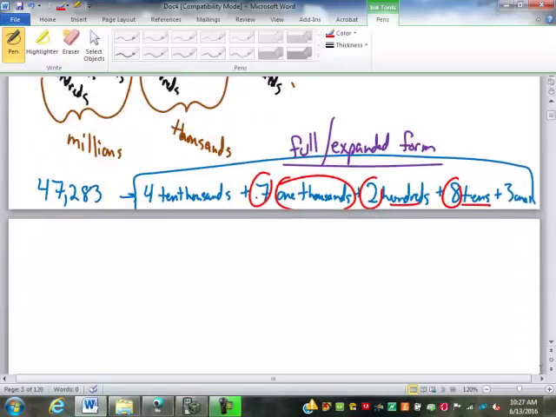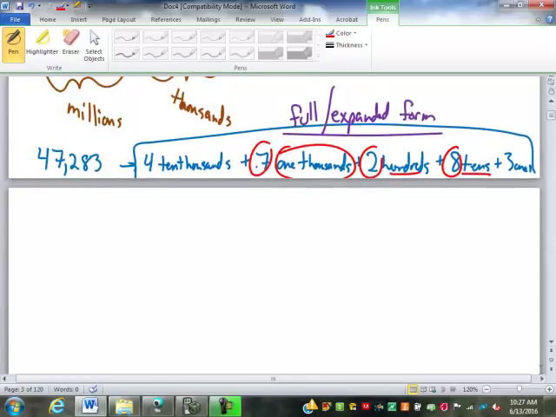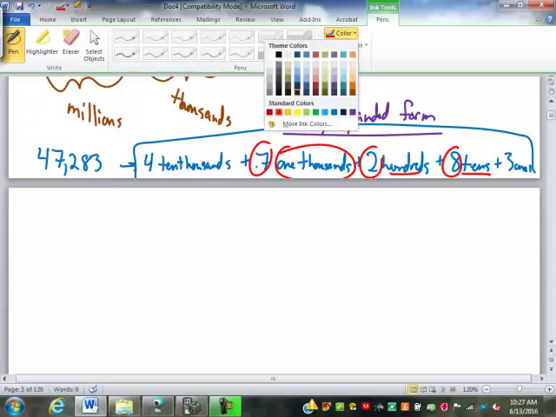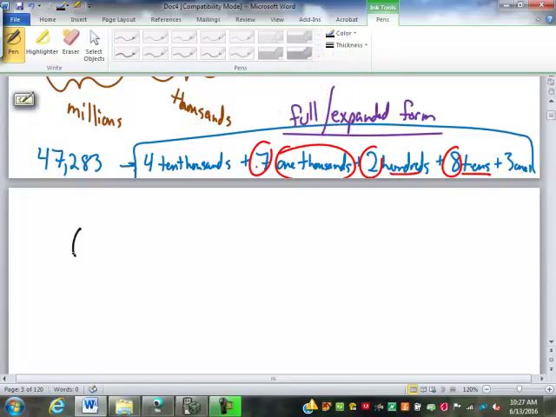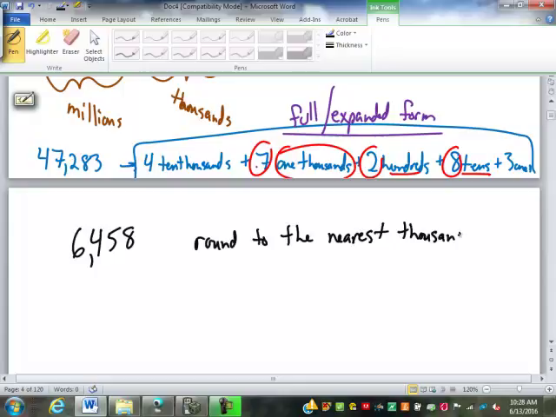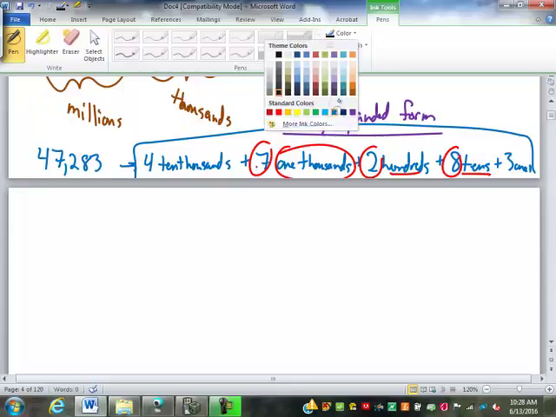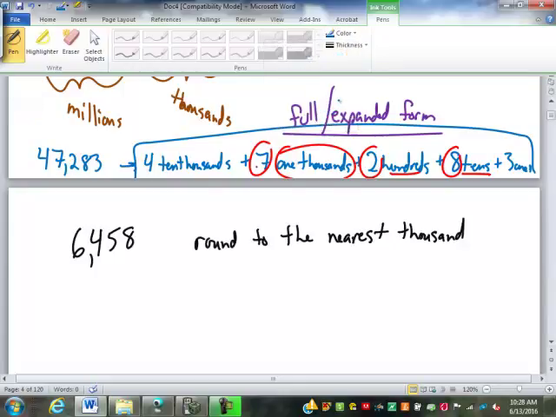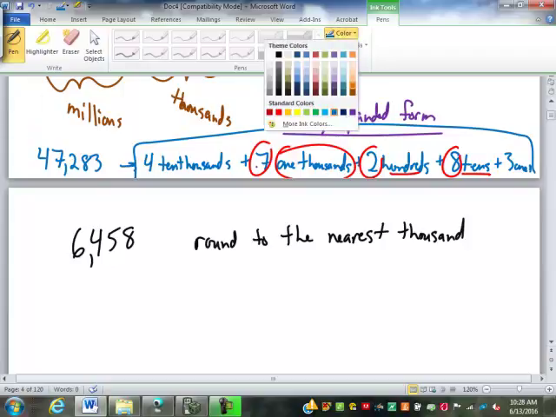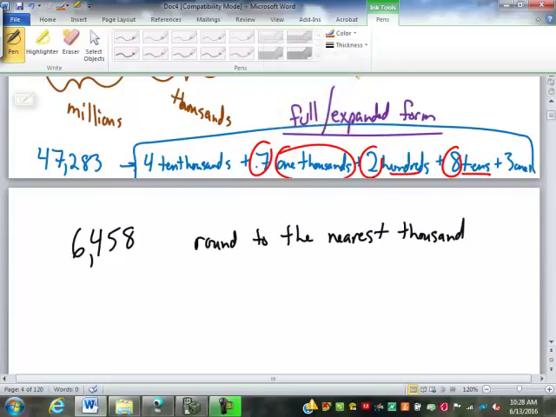The other big important thing for our place values is rounding. Let's say I give you the number 6,458 and I ask you to round to the nearest 1,000. Now we're going to come back to the shortcut that you all know in just a minute. But when I ask you to round to the nearest 1,000, what is it really asking?